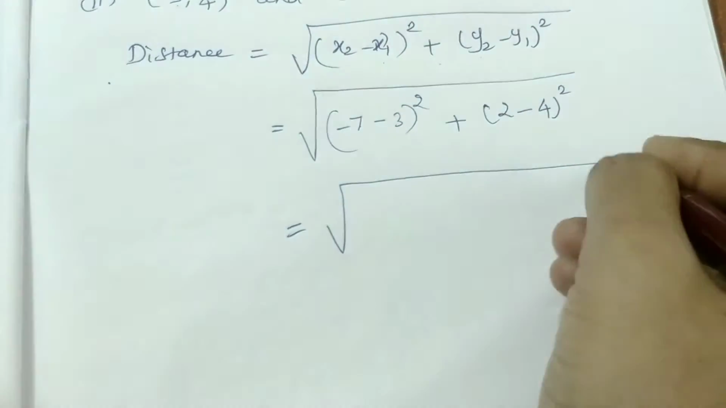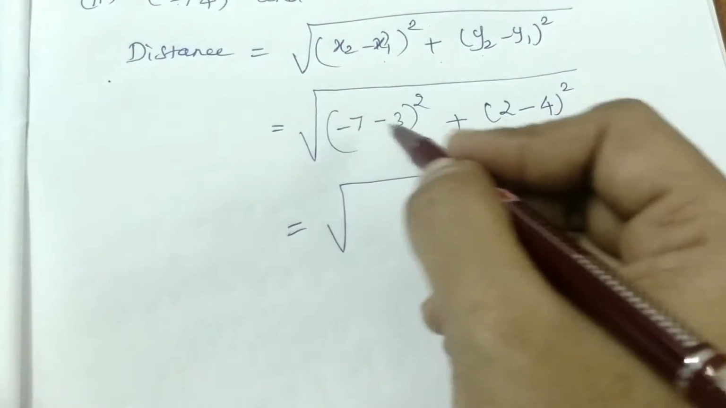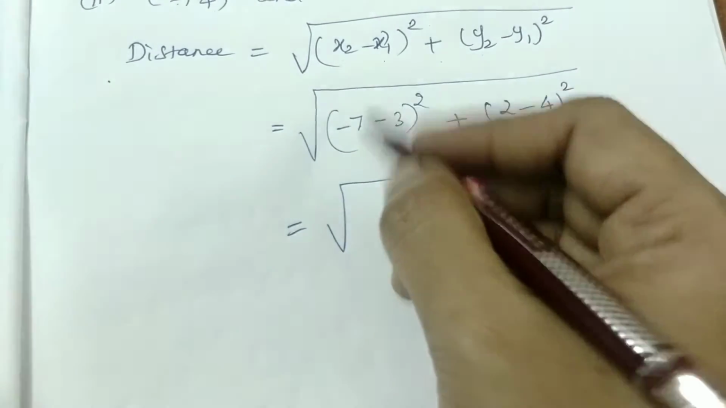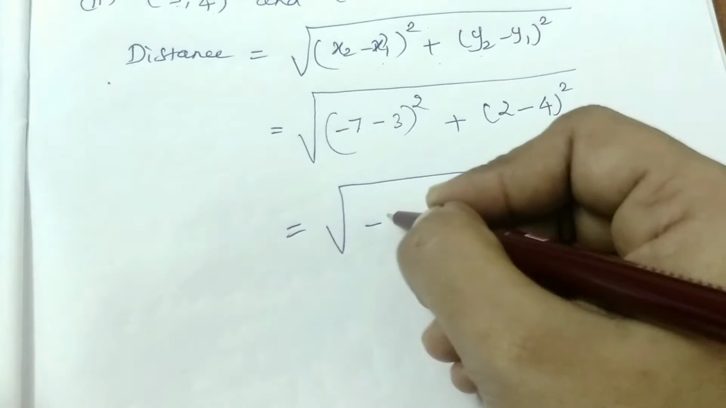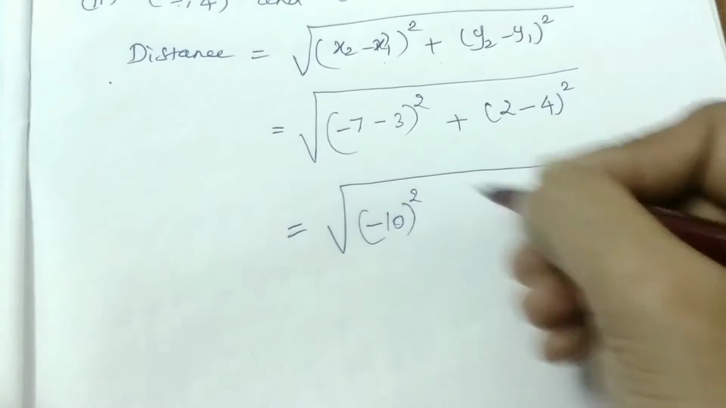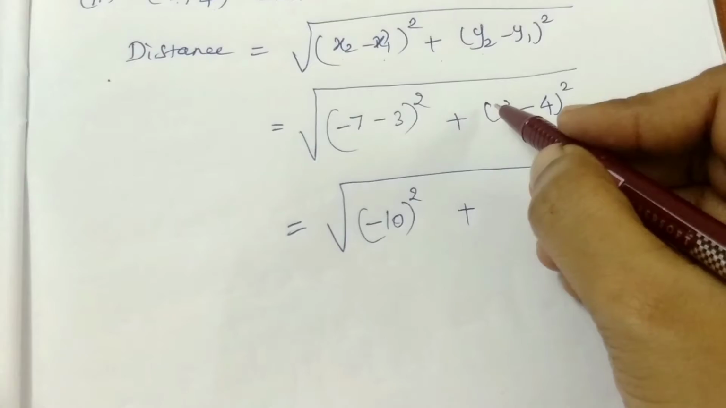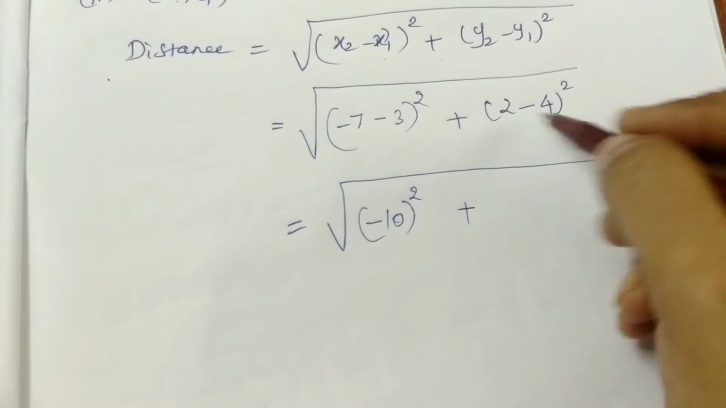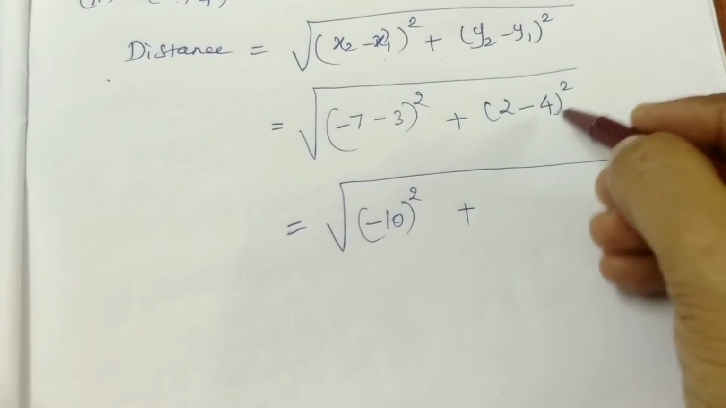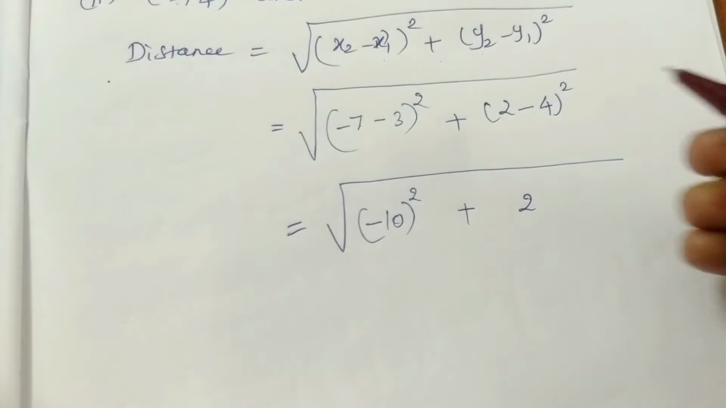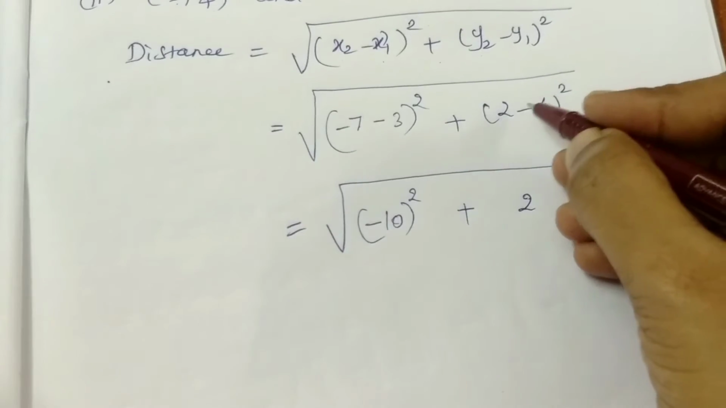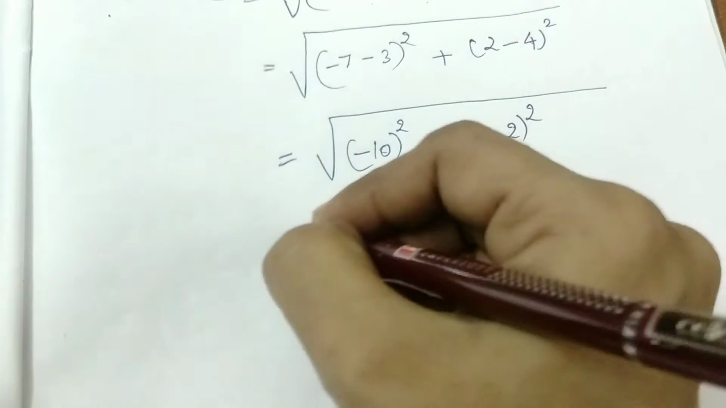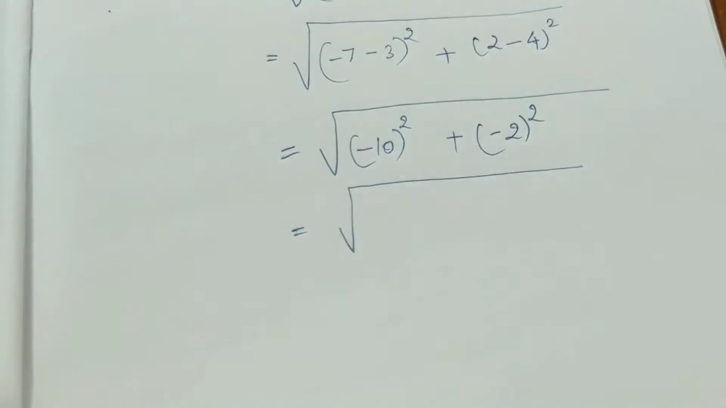Again, square root of these two are same sign numbers, so you have to add both the numbers and put the same sign. So minus 7 minus 3 is minus 10, the whole square, plus here we are having two different sign numbers. So you have to subtract both the numbers and put the greater number's sign. 4 minus 2 is nothing but 2. Our greater number is 4. The sign of 4 is minus. So minus 2 the whole square. Understood? And then keep your square root as it is.